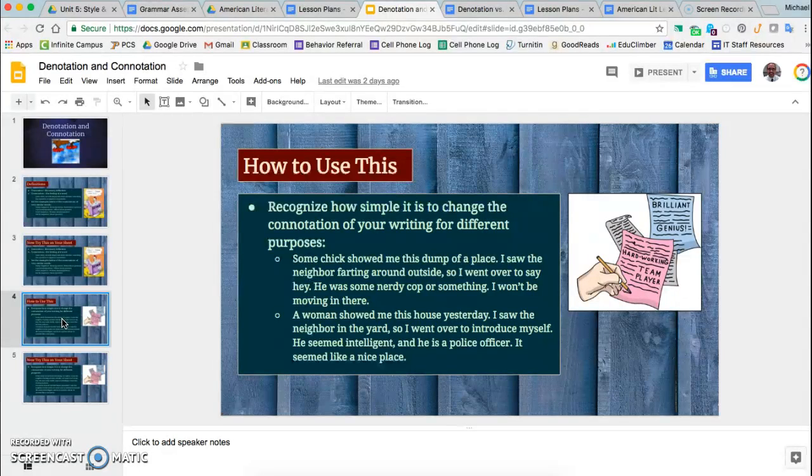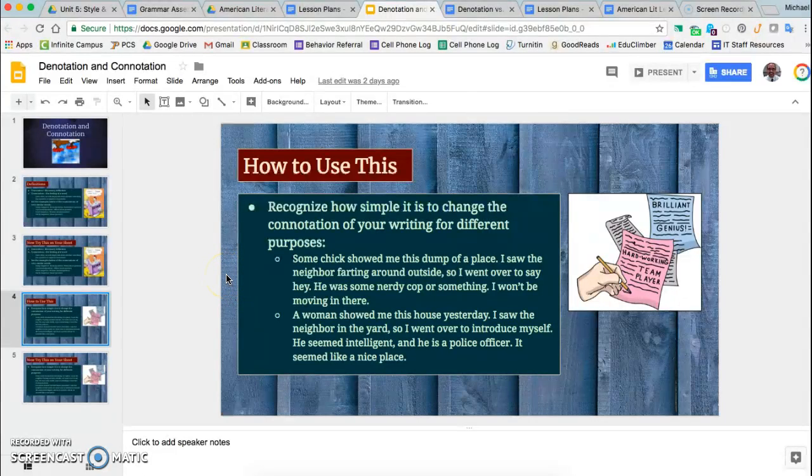So if I was really upset after I met with a realtor, I would never say this, but somebody who's very upset and wants to express that very clearly and show no respect for anyone might explain the situation like this and say, some chick showed me this dump of a place.